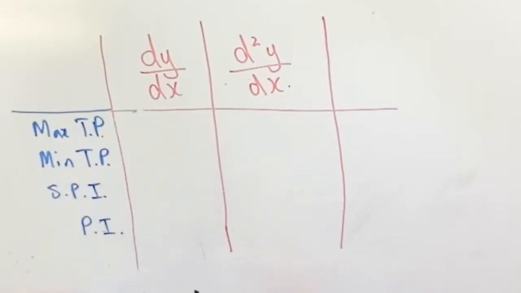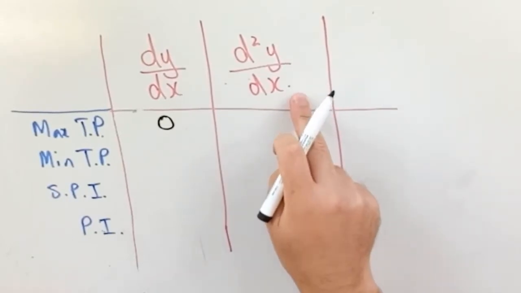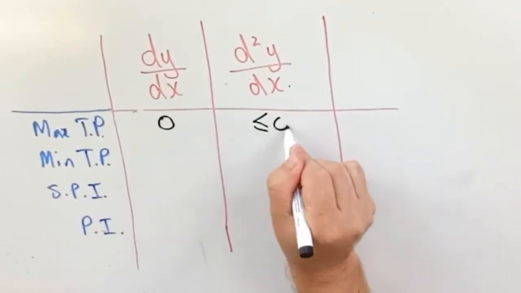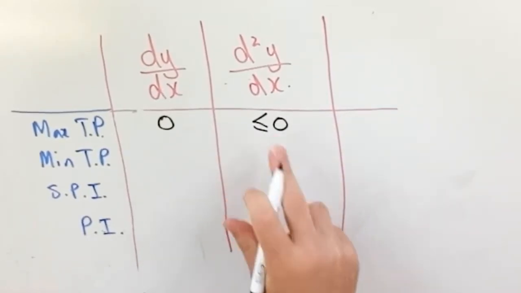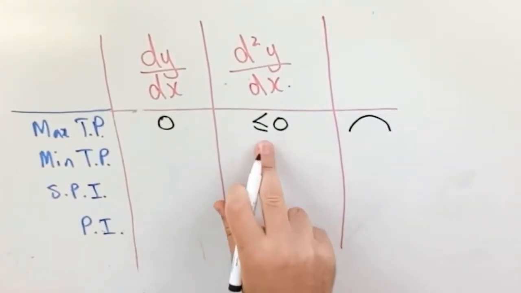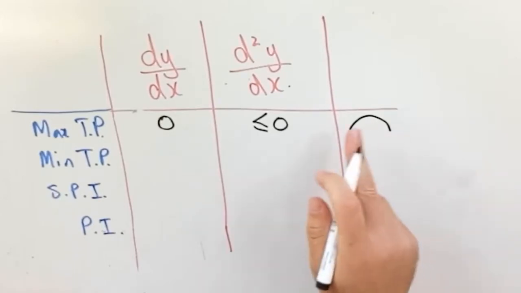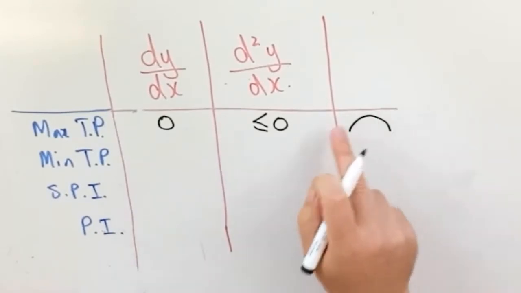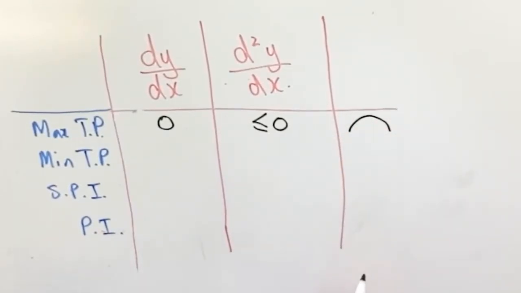So at a maximum turning point, we know it's a stationary point, so we know that the derivative function is equal to 0 at that point. But what's going on with the double derivative? Now the double derivative could be 0 or it could be less than 0. It could be a negative number. So it could be less than or equal to 0 at the maximum turning point. So the way I picture this is if the double derivative is less than 0, then the curve is concave down, and if dy dx equals 0 at that point, then we've got a local maximum turning point.